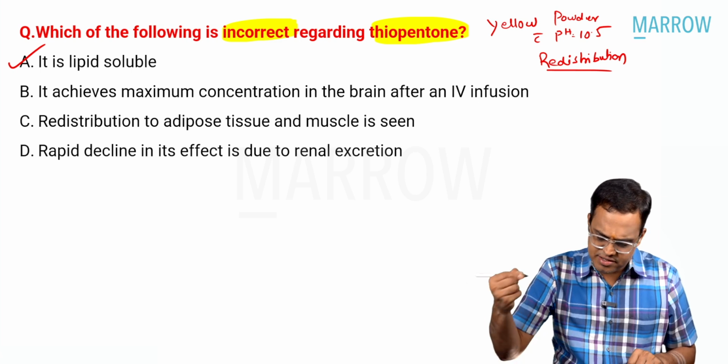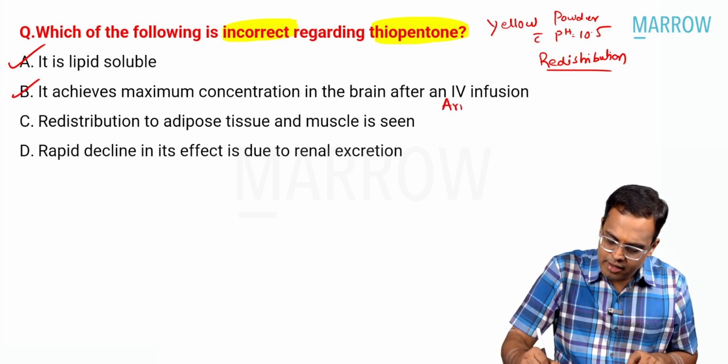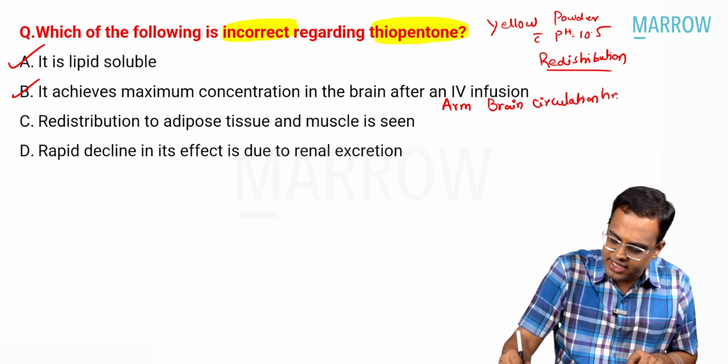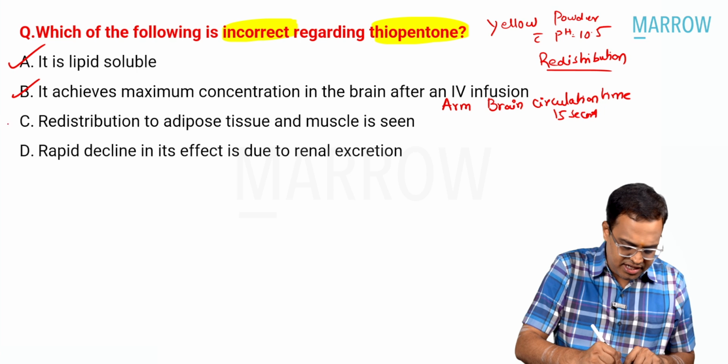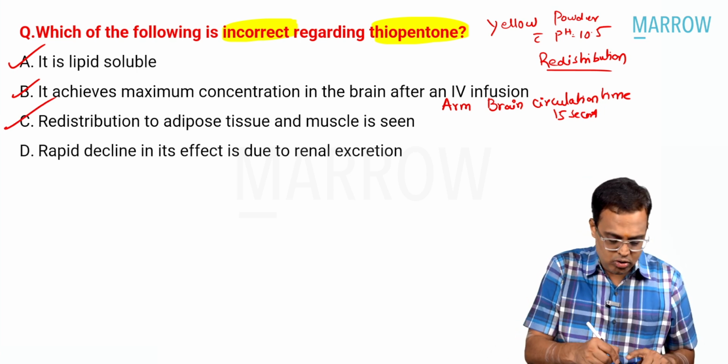It achieves maximum concentration in the brain after an IV infusion. Yes, I said arm to brain circulation time, that is 15 seconds, right? Redistribution to adipose tissue and muscle is seen. Yes, highly lipophilic substance. So what is left over? Three options are ruled out.